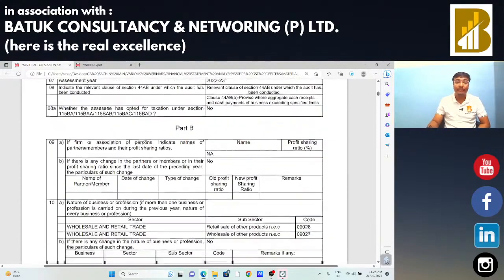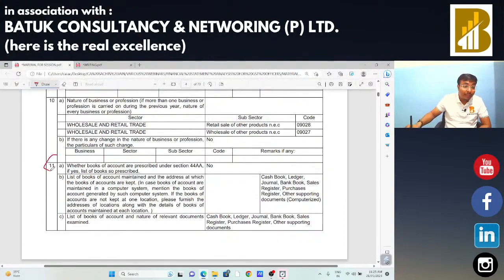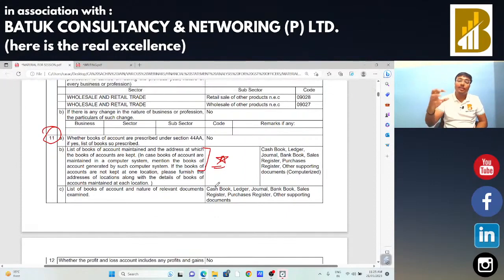Now from 3CD, sir, I am going to discuss the points which are relevant for us. From point number 11, we get the idea of what type of books of accounts is maintained by the taxpayer: cash book, ledger, journal, bank book, sales register, purchase register, and other supporting documents, computerized. Suppose during your audit you demand the journal and ledger. If the taxpayer says, sir, we are not maintaining the journal ledger, at that time you can say that the same is mentioned in your form 3CD, that you maintain the journal ledger and you need to provide the same.